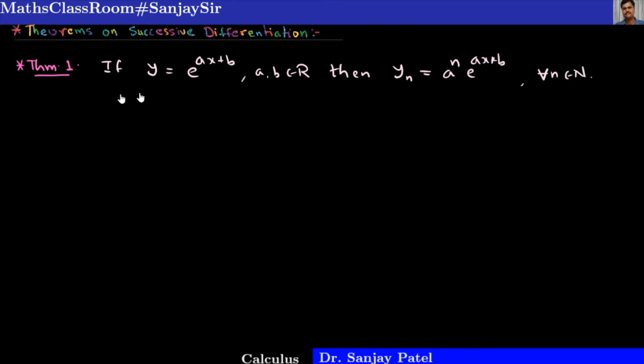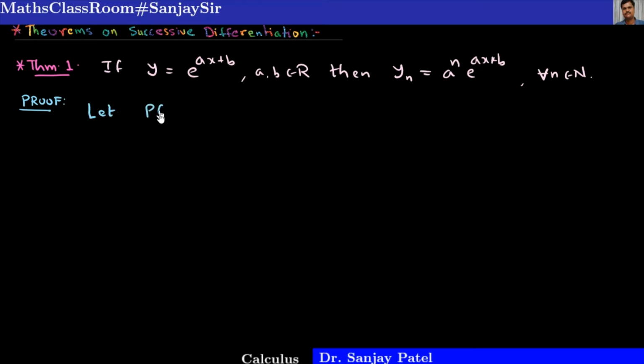Now, as you know, if a result is to be proved for every n belongs to N, we will use the principle of mathematical induction. Here, all the theorems of this successive differentiation we are going to prove using the PMI only, the principle of mathematical induction. In that, whatever statement you want to prove for every n belongs to N, that statement we call as P of n. So let us begin with P of n.